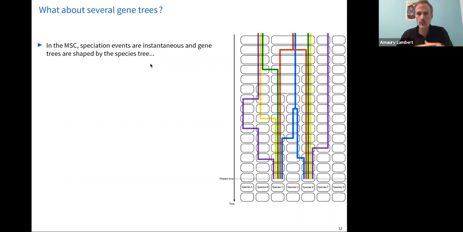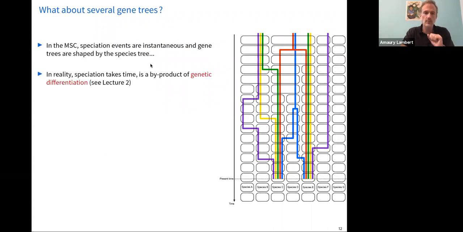So now what happens when you consider several gene trees at the same time? One example is the multispecies coalescent. But in the multispecies coalescent, speciation events are instantaneous, and gene trees are shaped by the species tree, right? Conditional on the species tree, the gene trees can coalesce independently, provided that the lineages are in the same species.